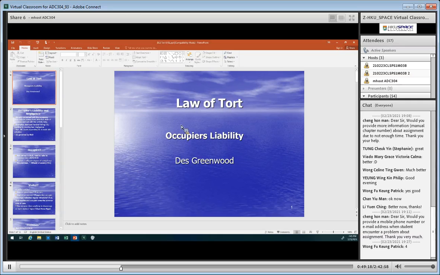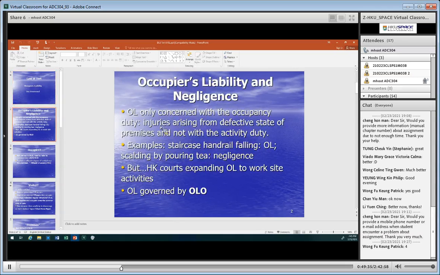Okay, so remember our two major torts on our course are negligence and nuisance. A tort which is closely related to negligence is occupiers liability. One reason for going through occupiers liability is to compare and contrast the two, so in a way it's a revision of our work on negligence. Remember, however, occupiers liability is much narrower in scope than negligence. Occupiers liability is only concerned with the occupancy duty, so it's only if you control premises, in other words, you are what we call an occupier.